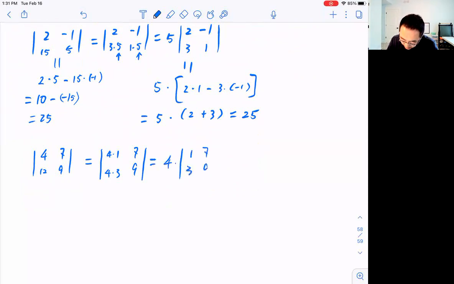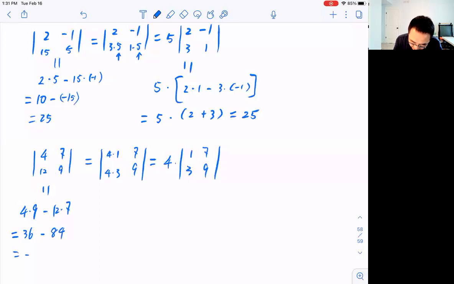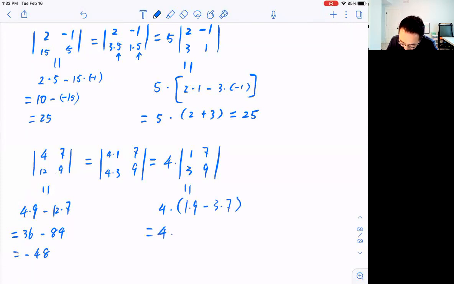Again, you can verify that by saying this equals 4 times 9 minus 12 times 7, which gives you 36 minus 84, which is -48. Then this right here equals 4 times 1 times 9 minus 3 times 7, and that is 4 times 9 minus 21, which is 4 times -12, which is -48.